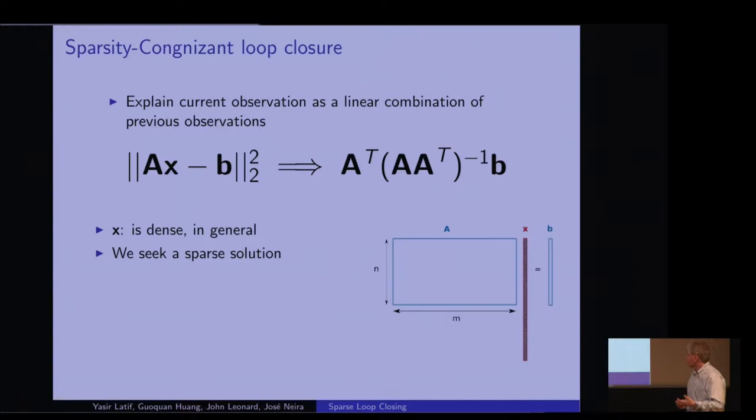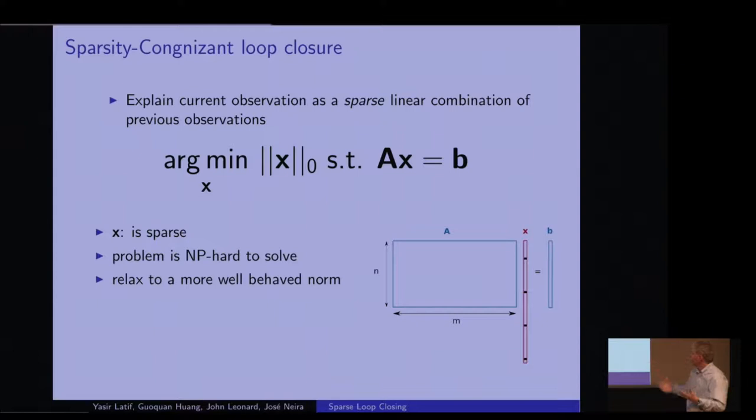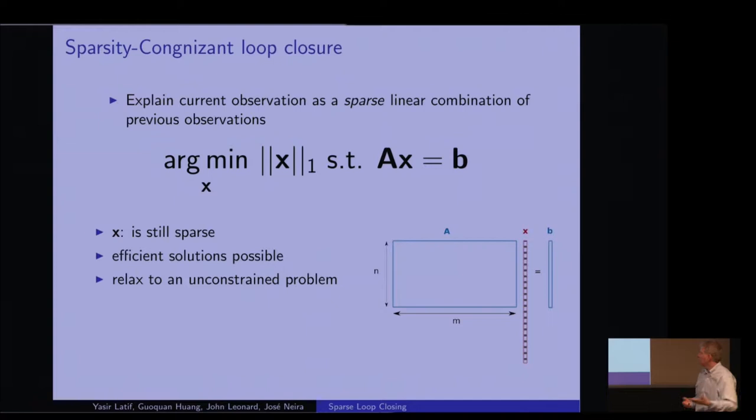And you could do this by formulating the zero norm, intuitively just the number of non-zero elements, but then this is an NP-hard problem to solve. And so motivated by dramatic advances in vision and signal processing and compressive sensing, I think one of the contributions of this work is to bring those techniques, notably L1 convex minimization, into this space so that we can relax the problem and try to do an L1 norm. X is still sparse and we can create efficient solutions to try to explain the current image as a combination of a small number of previous observations.